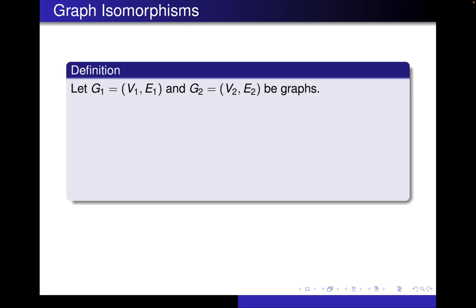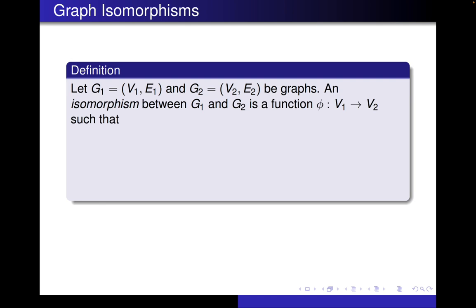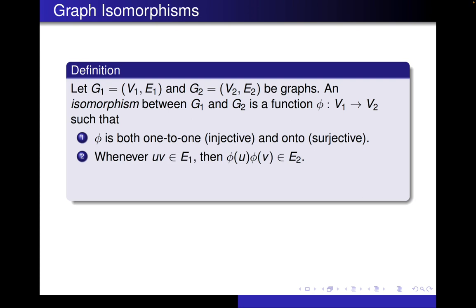So here is our technical, mathematically precise definition of what a graph isomorphism is. You have two graphs, G1 and G2, with vertex sets V1 and V2, and edge sets E1 and E2. An isomorphism between G1 and G2 is a function between the two vertex sets, from V1, the vertex set of G1, to V2, the vertex set of G2, that satisfies the following three properties. First of all, phi has to be one-to-one and onto, because that guarantees that we have the same number of vertices in each graph.